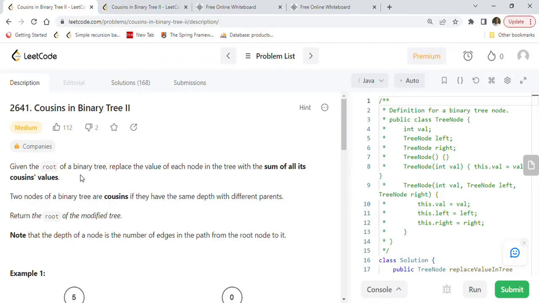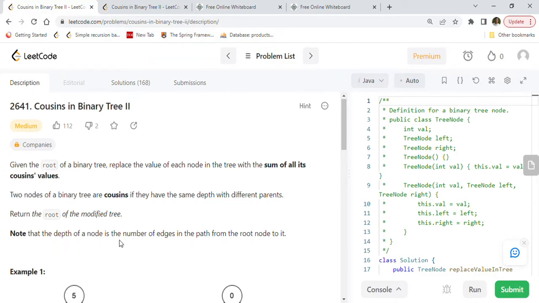So let's start. Given the root of a binary tree, replace the value of each node in the tree with the sum of all its cousins' values. Two nodes of a binary tree are cousins if they have the same depth with different parents. Return the root of the modified tree. Note that the depth of a root node is the number of edges in the path from the root node to it. Okay, so that is the definition of the depth of a node.